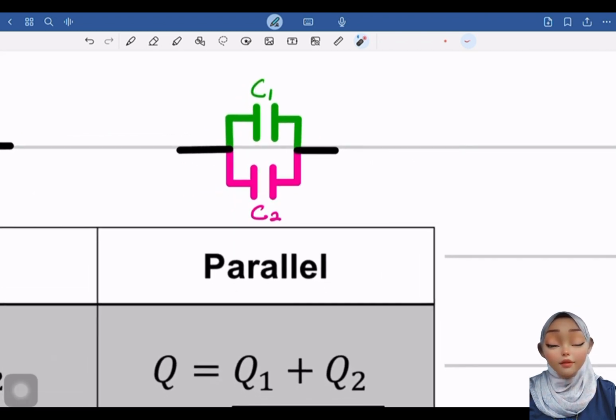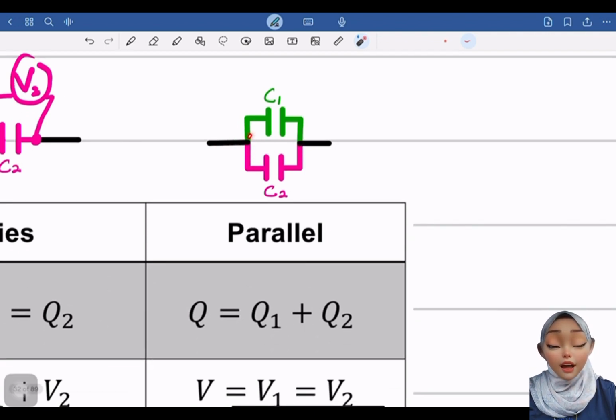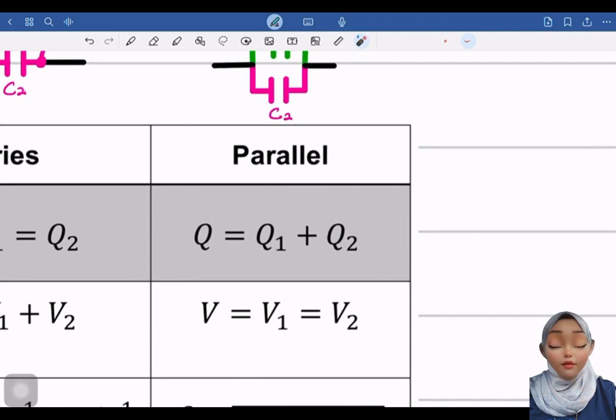And for parallel capacitors, we see that this point and this point join together. The two feet are joined together. It means that the potential difference of V1 equals V2. As long as we can see that both capacitors are joined at the same feet, at the same point, we can say that V1 equals V2, which equals whatever potential is on that same feet.